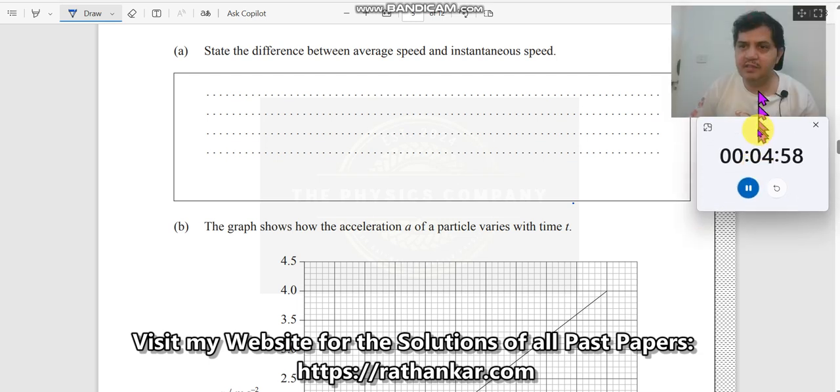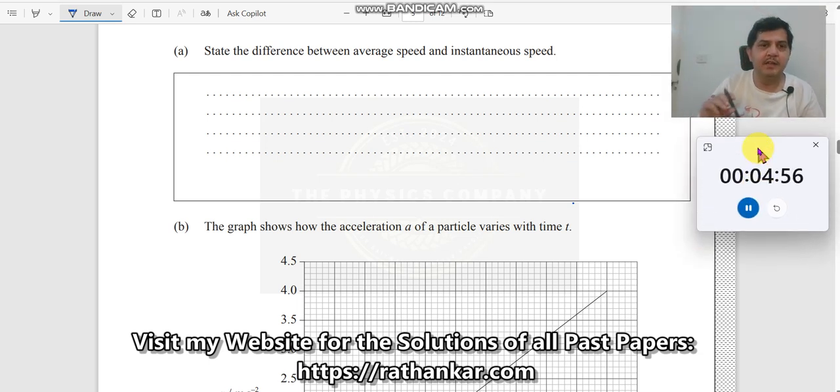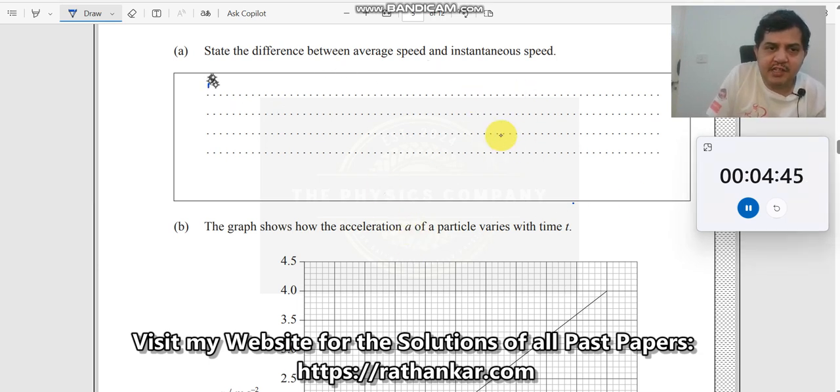Okay, let us solve question number 2. State the difference between average speed and instantaneous speed. This is a 5-mark question in total, so as a result I have done it within 5 minutes. What is average speed given by? Average speed is nothing but total distance divided by total time. This is what you need to write.